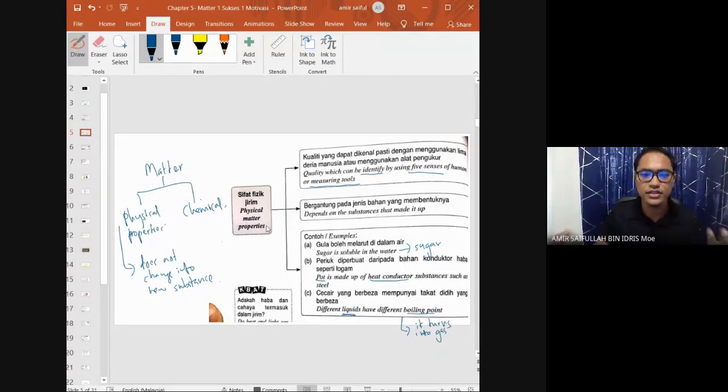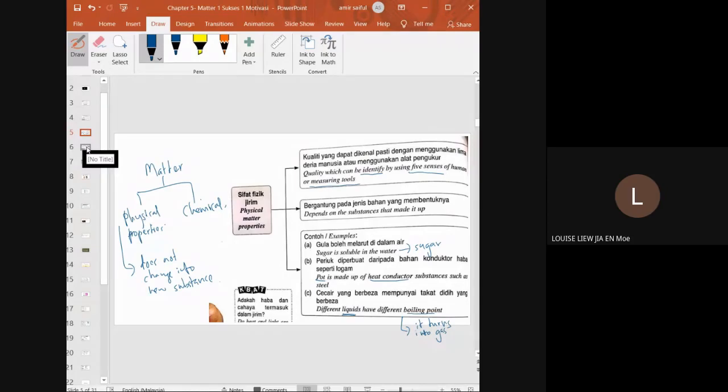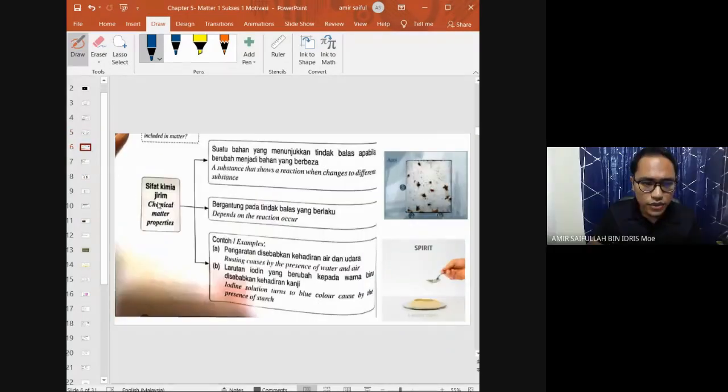Physical property does not change anything. It just changes the physical look only, but it is the same thing. It does not change into a new substance. Okay, can understand or not? Can. Okay.